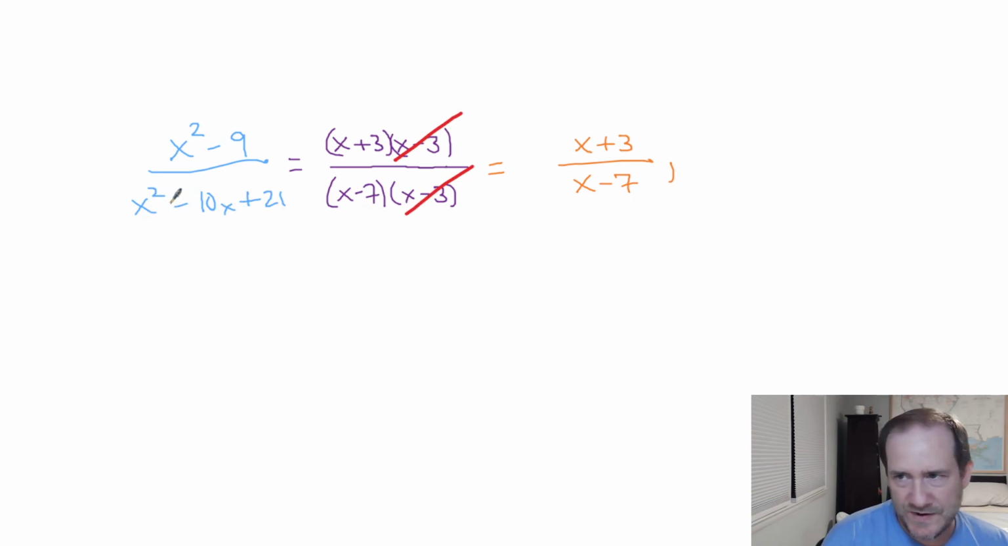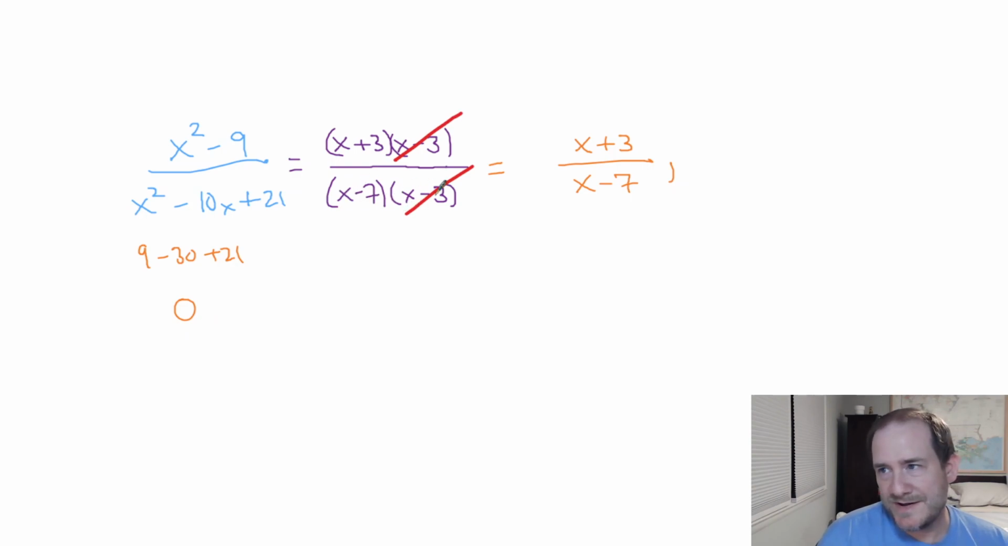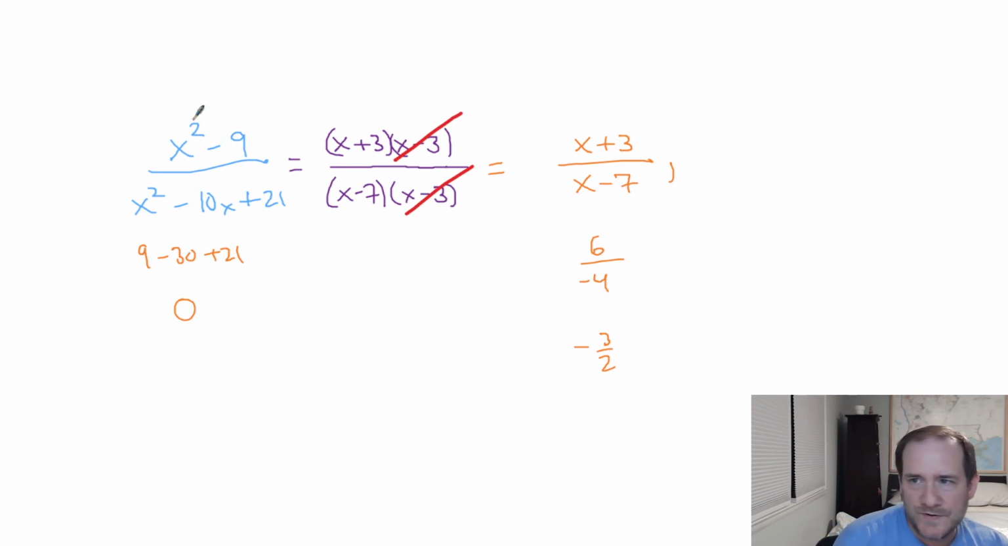I can see that it's undefined when x is 3, because I would get 9, take away 30, plus an extra 21. That would be 0. I would be undefined. But here, when I take that factor away, suddenly 3 as an input seems fine. 3 plus 3 gives 6. 3 take away 7 is negative 4. I'm getting negative 3 halves, which feels like a perfectly valid output, but we know that it's not.